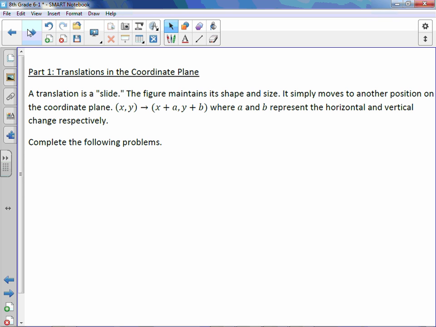A translation is a slide. The figure maintains its shape and size. It simply moves to another position on the coordinate plane. So with your normal x, y coordinate, you add a horizontal shift and a vertical shift, basically left and right and up and down, where a and b represent the horizontal and vertical change respectively.